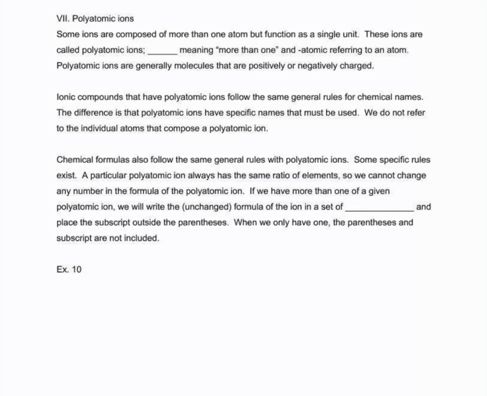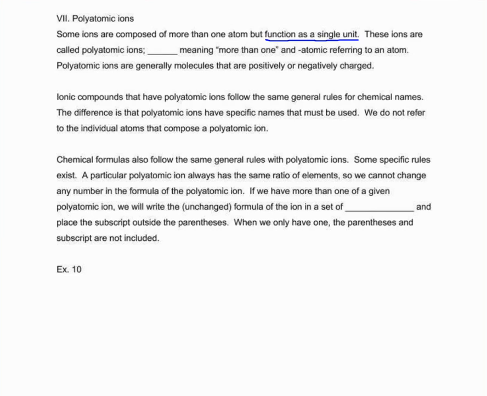So far we've talked about ions that are made up of only one atom, and those were monatomic. Monatomic ions were things like Na plus, Cl minus, N3 minus, O2 minus. But now we're talking about polyatomic ions, which are made up of more than one atom. So they're composed of more than one atom, but they function as a single unit. And that's an important idea.